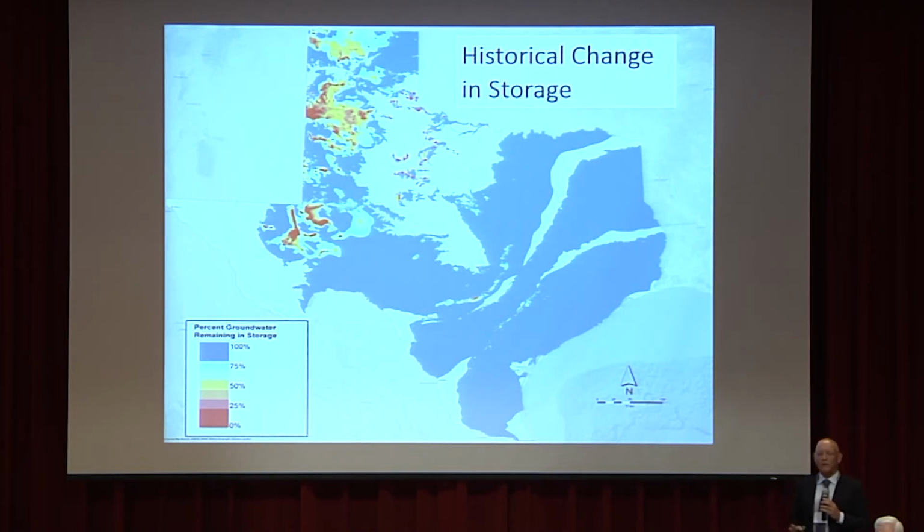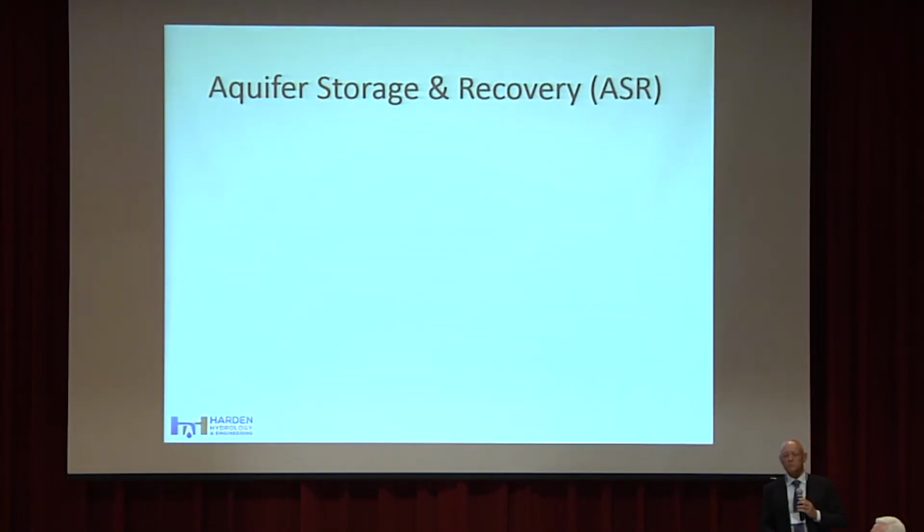Here we see a totally different map where the depletion of storage is mainly in West Texas. In the Trinity and the Carrizo-Wilcox and the Gulf Coast, we have essentially the same amount of water we started with. Billions of acre feet of water, billions of acre feet of fresh water, plus brackish water.